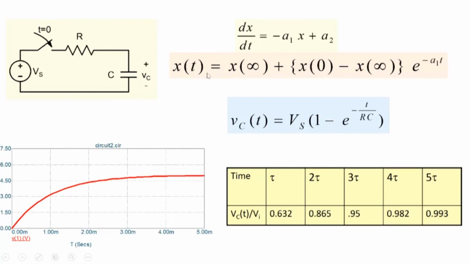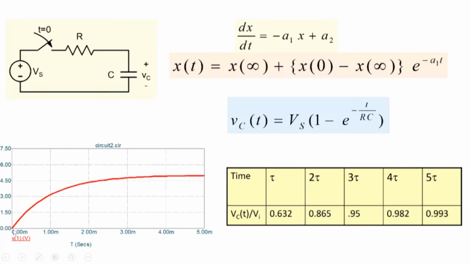The general solution is of the form x, which could be voltage or current: x infinity, the steady state value, plus the initial value minus the steady state value, times e to the power minus a1 t, where a1 is related to the time constant of the circuit. For this particular circuit, the capacitor voltage is related to the supply voltage Vs as Vs times 1 minus e to the power minus t by RC. RC is the time constant of the circuit here.